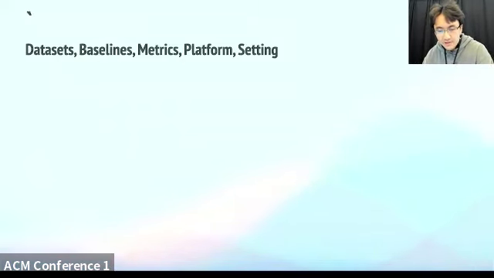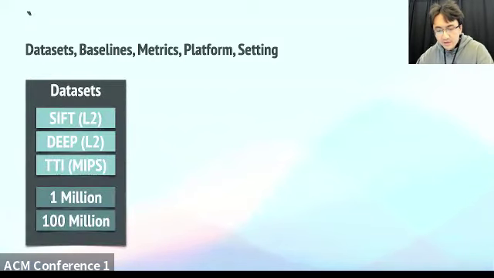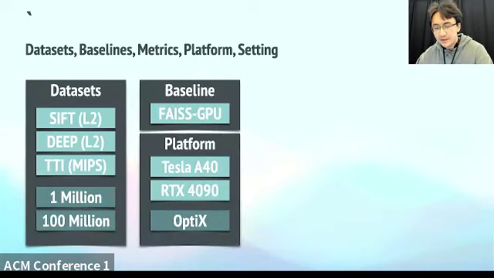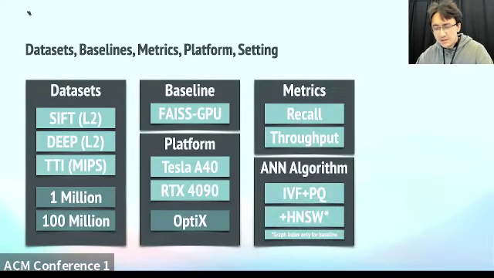Here comes the evaluation. We evaluate our work on 3 datasets with 1 million and 100 million points, where SIFT and DEEP are L2 metric and TTI is inner product metric. The baseline is FAISS GPU. We evaluate our work on Ampere and Ada GPUs both. We mainly evaluate our work with recall and throughput, both higher the better. The baseline algorithm is typical IVFPQ. For some baselines, we add a graph index for fairness, which makes the baseline even stronger.